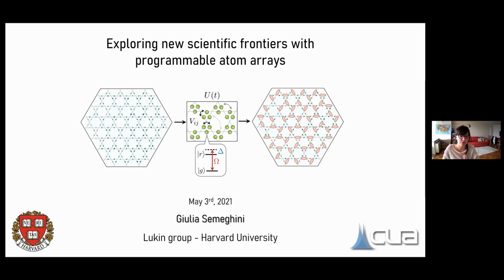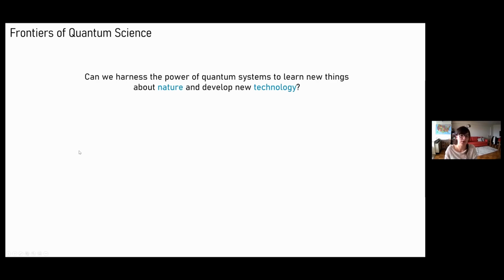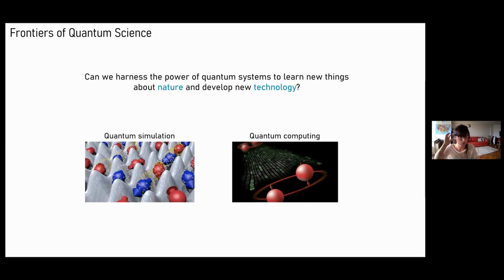So the general framework of our work is well described by this question: how can we take advantage of all the powerful properties of quantum mechanics in order to, on one side, learn new things about nature of phenomena, and on the other side, also develop new technology? So our work can be well described by these two categories of quantum simulation and quantum computation. And in the experiments that I'm going to show you today, I hope I will show you how we are hoping to contribute to these two fields.